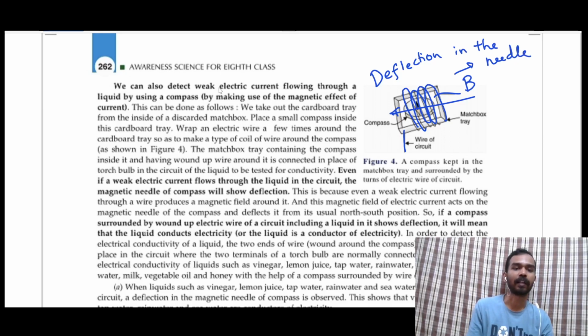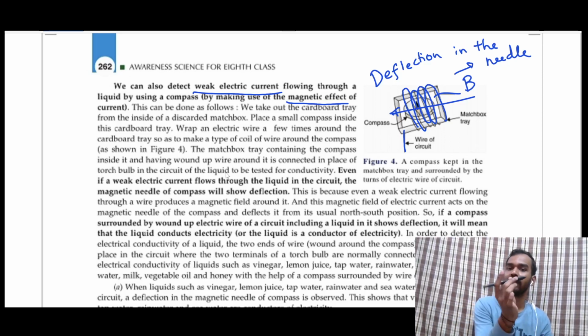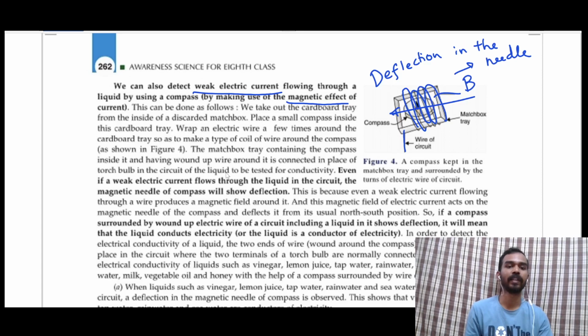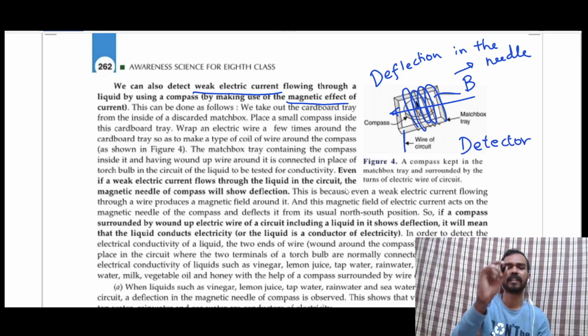So it is a weak current flowing, a very small amount of current. But since current is flowing through that wire, it will generate what is called a magnetic field, and that magnetic field will deflect the needle. So that is also a way. If there is a deflection, that means a magnetic field is there, which means some current is coming. That also you can use as a detector for detecting weak current.